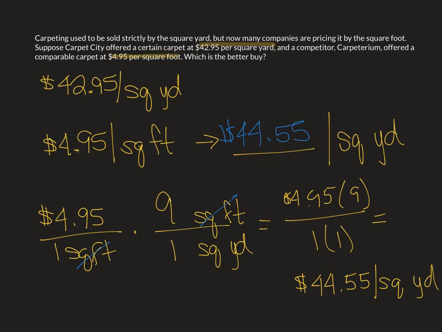So we have $42.95 per square yard at Carpet City and $44.55 per square yard at Carpetorium. Which one is your best deal? So in looking at it now that we have the same units, it will be Carpet City.